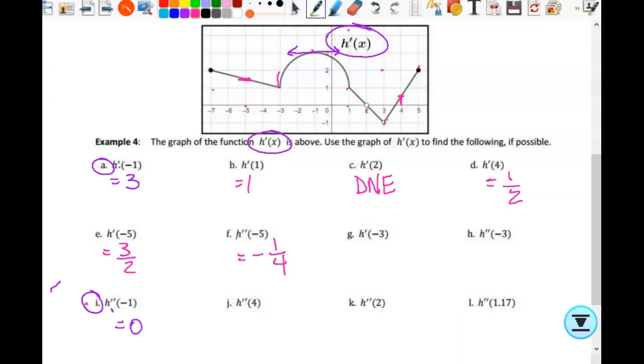All right, h prime of -3, I can get it straight off my graph. That answer is 1, right? H double prime, which is the second derivative, means it's the slope of the slope. So at -3, on the h prime graph, can I do that? No, because it's not differentiable. Why? Sharp turn. So this is DNE. Okay, we okay with that?